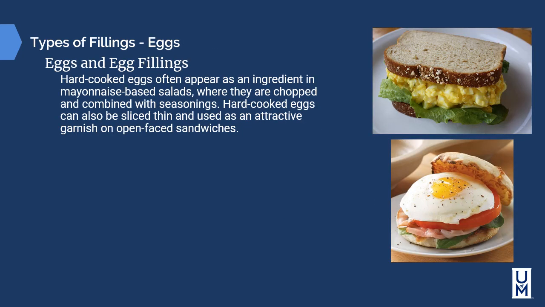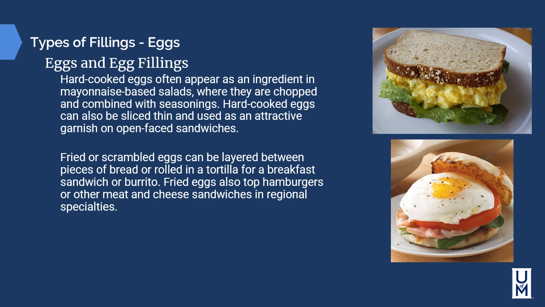Eggs and egg fillings. Hard-cooked eggs often appear as an ingredient in mayonnaise-based salads. They are chopped up and combined with seasonings. Hard-cooked eggs can also be sliced thin and used as an attractive garnish on open-faced sandwiches. Fried or scrambled eggs can be layered between pieces of bread or rolled into a tortilla for a breakfast sandwich or a burrito. Fried eggs also top hamburgers or other meat and cheese sandwiches and regional specialties. This is becoming more and more popular these days.